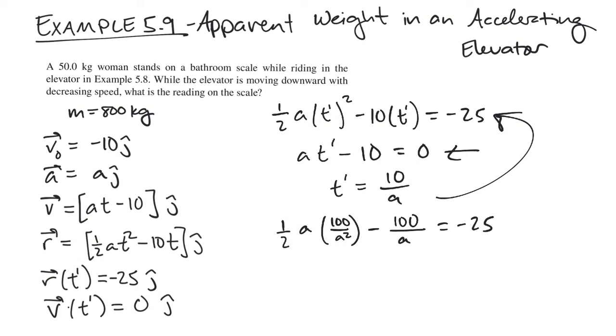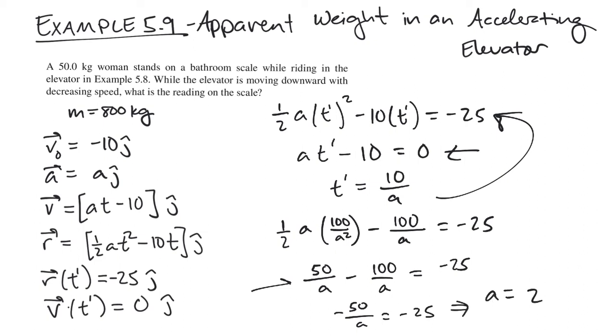Now I got to do some algebraic wizardry. You get 50 over a minus 100 over a equals negative 25. If you simplify this down, you get negative 50 over a equals negative 25. Rearrange that and you get a is 2. And that may give you a little bit of pause for a second, okay? So the elevator is going down, but its acceleration is positive, and we define down as negative. Well, the reason is because we're slowing down, the acceleration is actually in the positive direction. So from there, you got to do a little bit of kinematics work to get a is 2.